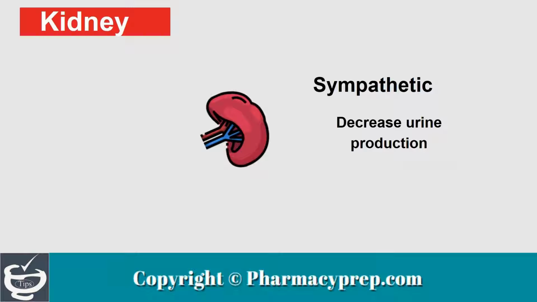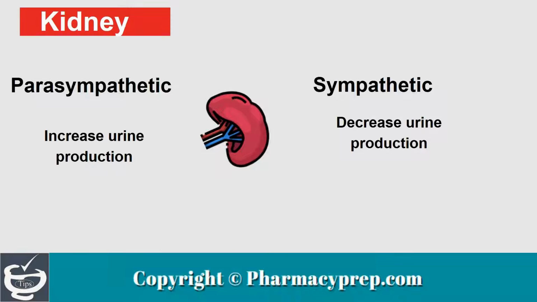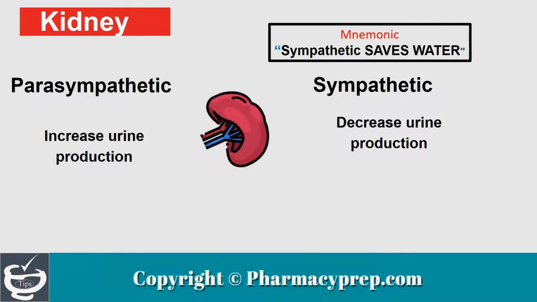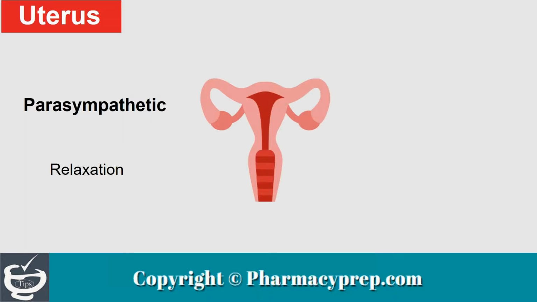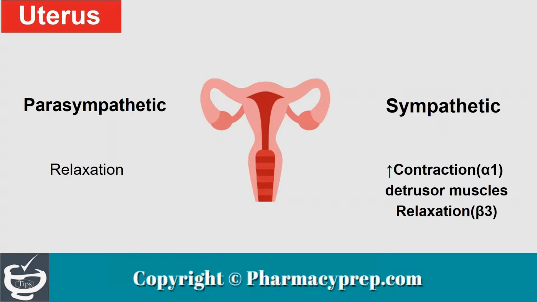Kidneys. The sympathetic effect on the kidneys is decreased urine production, whereas parasympathetic increases urine production. The mnemonic here is sympathetic saves water, which is a decreased urine production. Next, uterus. Parasympathetic has a relaxation effect, whereas sympathetic has increased contraction of the detrusor muscles.